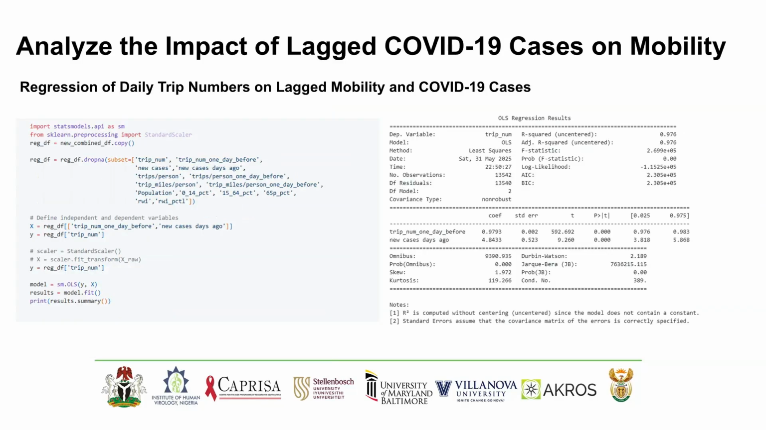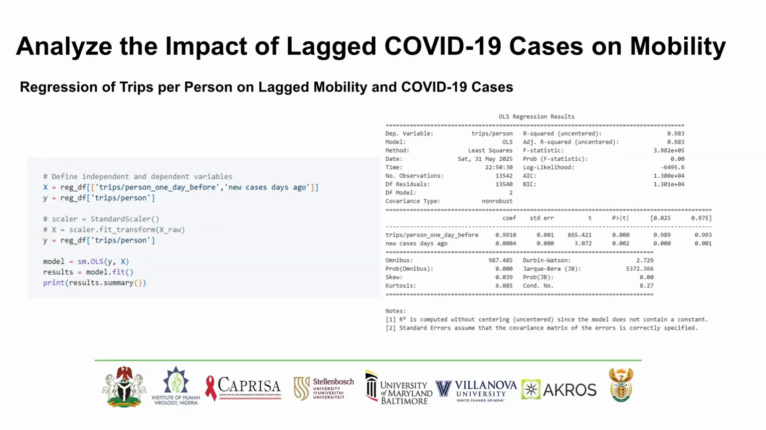Here's our regression model. We regress daily trip numbers on lagged mobility, yesterday's trips, and lagged COVID cases. The coefficient for trip num 1 day before is very close to 1, meaning mobility is highly autocorrelated. Today's travel is strongly related to yesterday's. The positive but smaller coefficient for new cases days ago suggests that infection growth slightly impacts trip volumes.